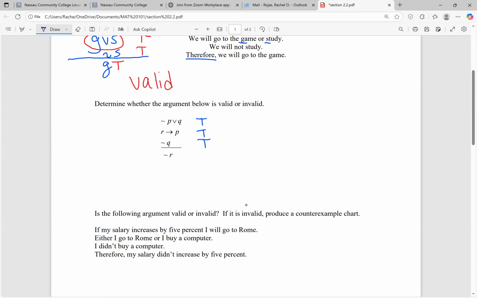So based on this, let's see if we can determine the values of P, Q, and R, because those are my three variables in this case. Well, if not Q is true, then that means that Q is false. So let me do a different color here.